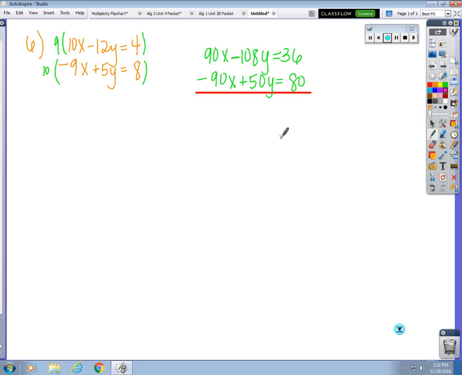Okay, now that we have a variable that has the exact same number but opposite signs, we're ready to eliminate. The 90x and the negative 90x cancel each other out. The negative 108 plus 50 becomes negative 58y, and the 36 plus 80 becomes 116. Now what do I do on both sides? Okay, and when you divide 116 by negative 58, what do you get? Correct, negative 2.